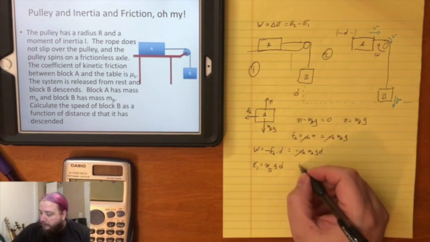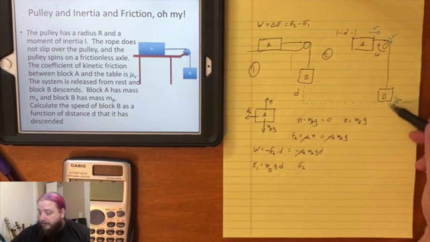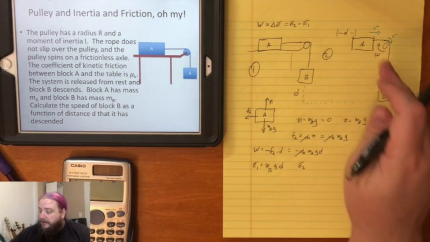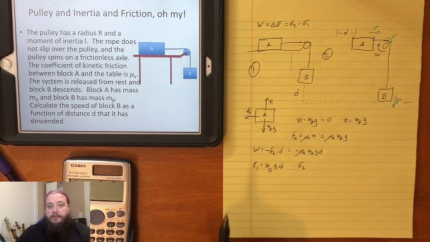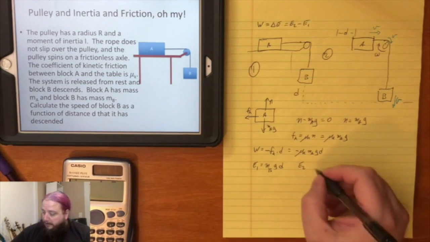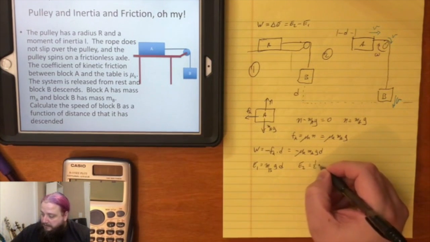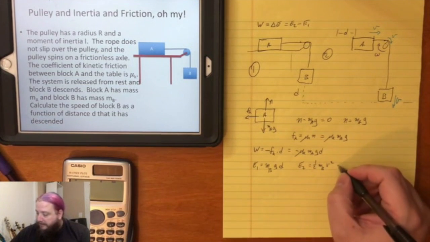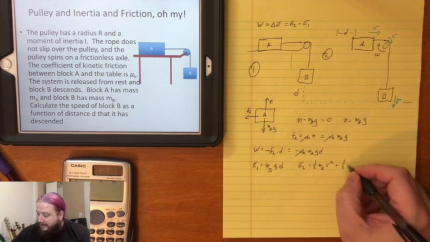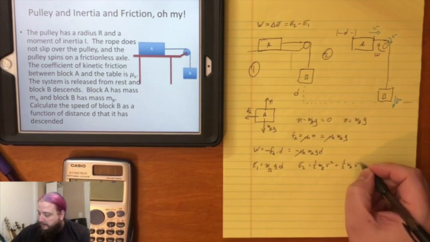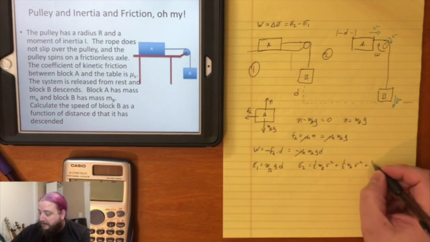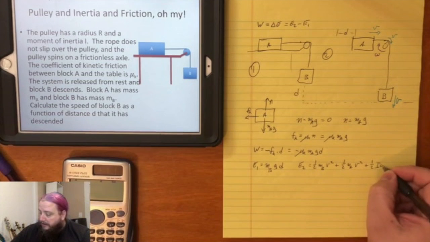But at moment 2, well, we've lost our gravitational potential energy and we've converted it into kinetic energy, but it's kinetic energy here, here, and there. So we have kinetic energy of box B, but we also have the kinetic energy of box A, and the rotational kinetic energy of our pulley.